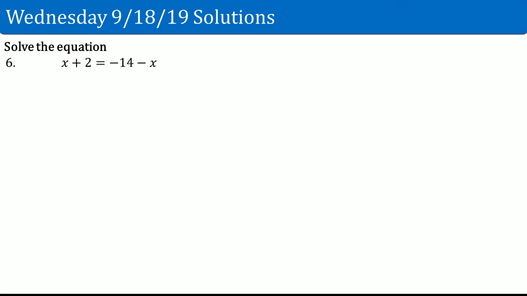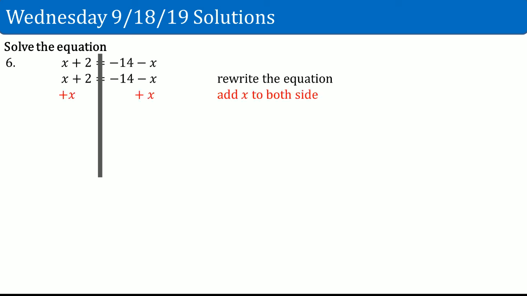Number 6. X plus 2 equals negative 14 minus x. Rewrite the equation, draw the line straight down is always the first step. There's no like terms or parentheses to worry about. So let's start dealing with the equation. You have an x on the left and a negative x on the right. What is smaller? Negative x. How to get rid of a negative x or a minus x? You add x. Add x to both sides.